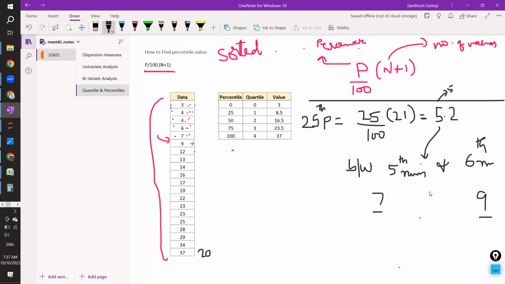I'm calculating the total we have between 7 to 9. If we consider it as 20 parts, like 7 to 8 is 10 parts, and 8 to 9 is 10 parts, like 7.1, 7.2, 7.3, 7.4, like that. So in total we got 20 parts, and there we got 5.2.